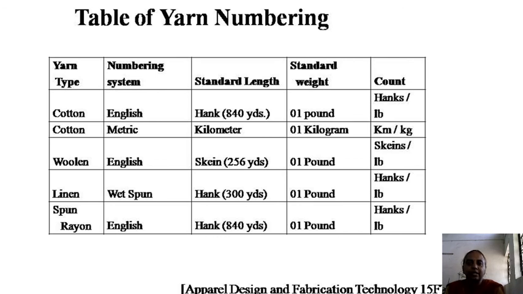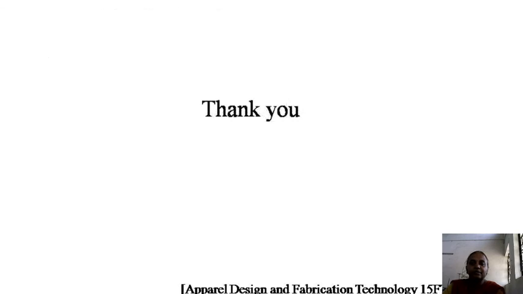These are the tables for the yarn numbering systems used, with the standard length and the standard weight, and you have to remember the count formula: hanks divided by lb, kilometer divided by kilogram, skein per pound, hanks divided by pound. These are the systems used. You have to remember all these formulas and the conversion tables to calculate the yarn count.